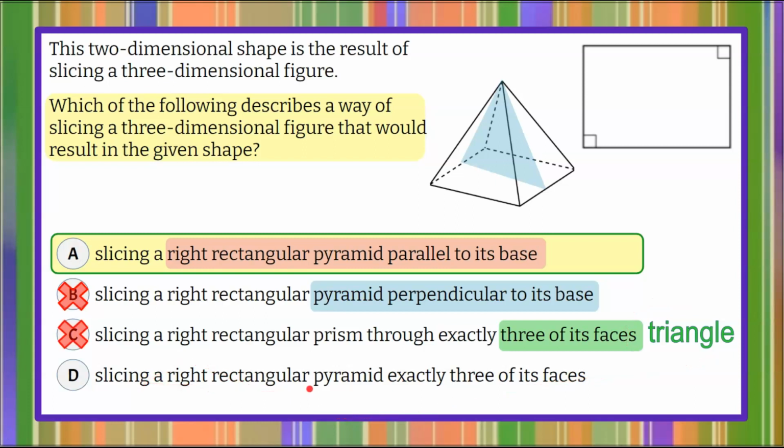D says we're going to slice a right rectangular pyramid exactly through three of its faces. So again, if we're going to go through three faces, just like we did here, 1, 2, 3, we're going to get a triangle. So the answer choice here to get a four-sided rectangle is going to be choice A, slicing the right rectangular pyramid parallel to its base.